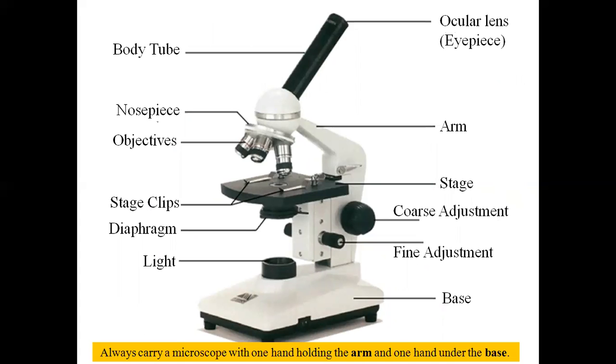So this is the structure of a microscope which has the basic parts such as body tube, nose piece, objective lenses, then stage clips, diaphragm, then light source, then the ocular lenses, we can see the eyepieces, then the arm, then stage, coarse adjustment, fine adjustment, and the base. So these are the basic parts of a microscope, each part having a different function.